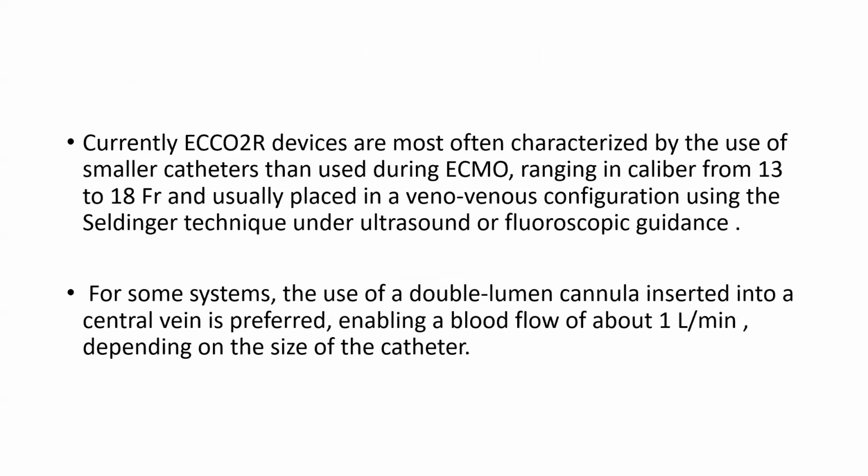Currently, ECCO2R devices are most often characterized by the use of smaller catheters than used during ECMO, ranging in caliber from 13 to 18 French and usually placed in a veno-venous configuration using the Seldinger technique under ultrasound and fluoroscopic guidance. For some systems, the use of a double lumen cannula inserted into a central vein is preferred, enabling a blood flow of about 1 liter per minute depending on the size of the catheter.